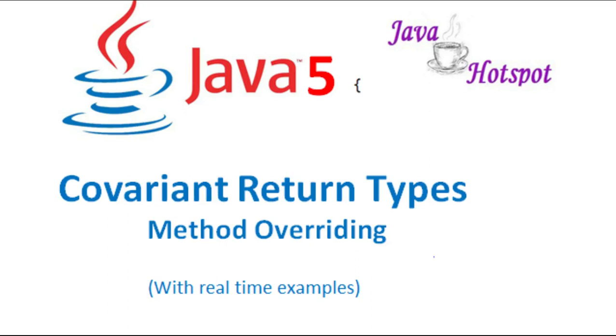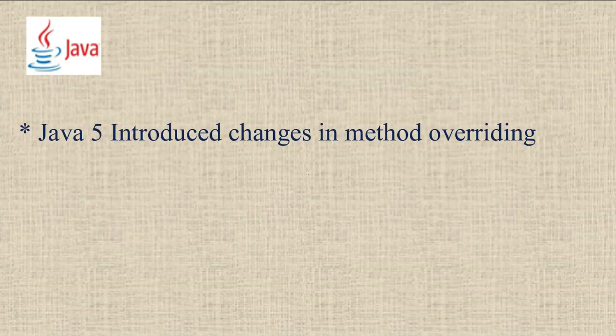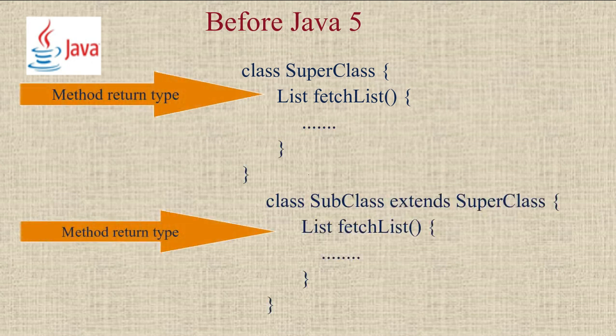Hello friends, let's discuss Java 5 features, covariant return types. The covariant return types can be used in method overriding. Java 5 introduced changes in method overriding rules. Before Java 5, while overriding a method, the subclass method return type and superclass method return type must be same.